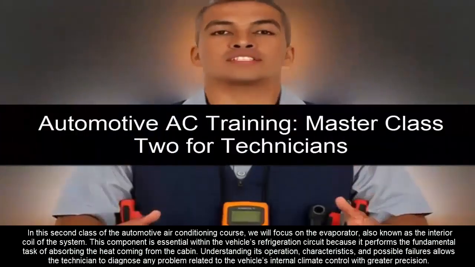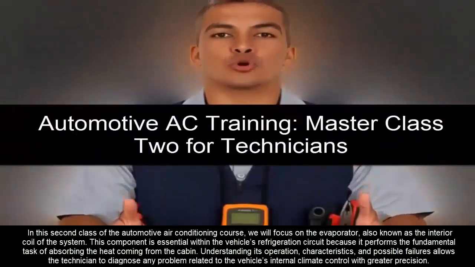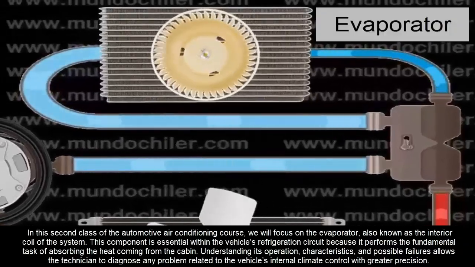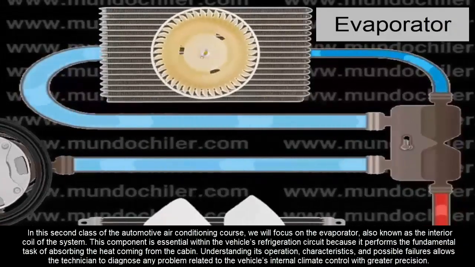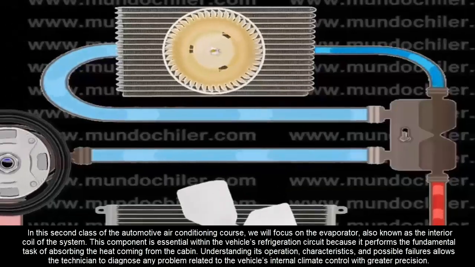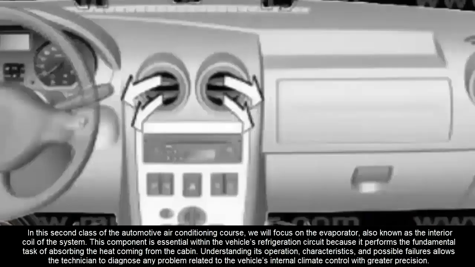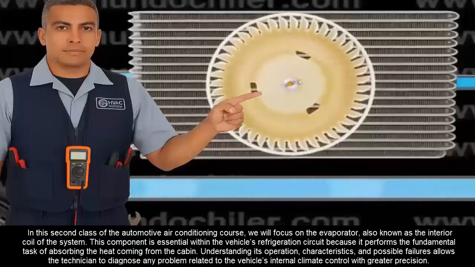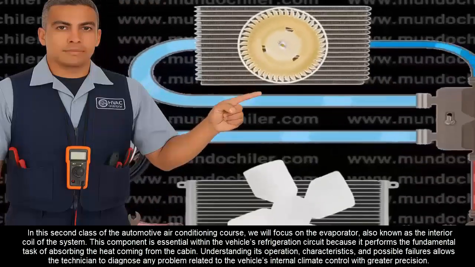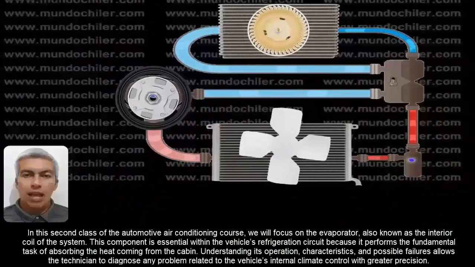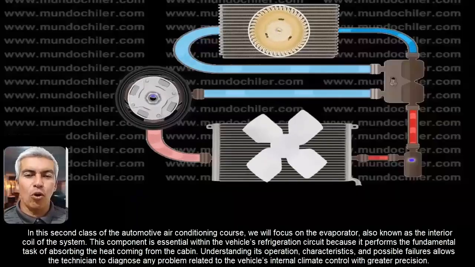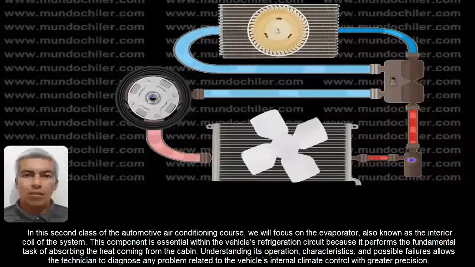In this second class of the automotive air conditioning course, we will focus on the evaporator, also known as the interior coil of the system. This component is essential within the vehicle's refrigeration circuit because it performs the fundamental task of absorbing the heat coming from the cabin. Understanding its operation, characteristics, and possible failures allows the technician to diagnose any problem related to the vehicle's internal climate control with greater precision.